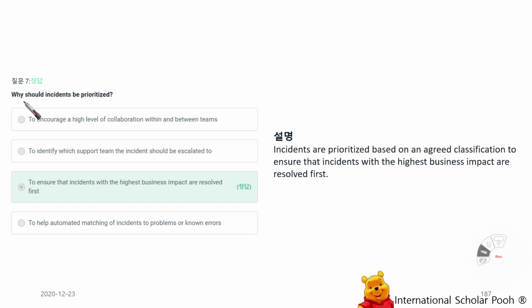Why should incidents be prioritized? To ensure the incidents with the highest business impact are resolved first. Incidents are prioritized based on agreed classification to ensure that incidents with the highest business impact are resolved first.